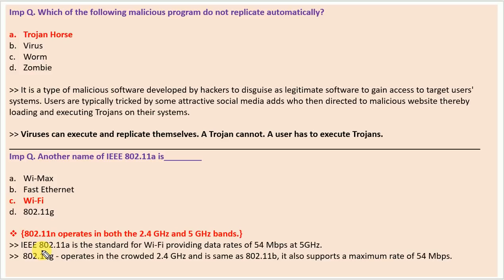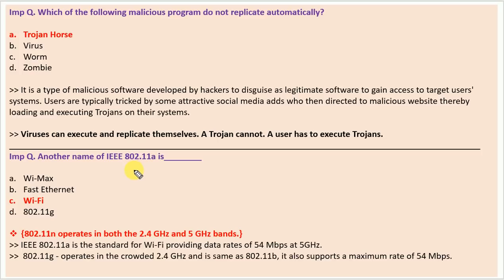Second point is IEEE 802.11a is the standard for Wi-Fi providing a data rate of 54 Mbps at 5 gigahertz. Here frequency is important. Okay, and the last but not the least, 802.11g operates in the crowded 2.4 gigahertz band and is the same as 802.11b. As I already told, like G and N both are same. Okay, and supports a maximum rate of 54 Mbps. So I hope all these four categories related to IEEE standard 802.11 are now clear.